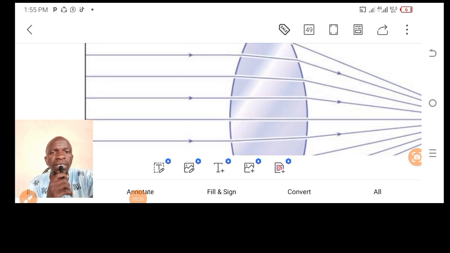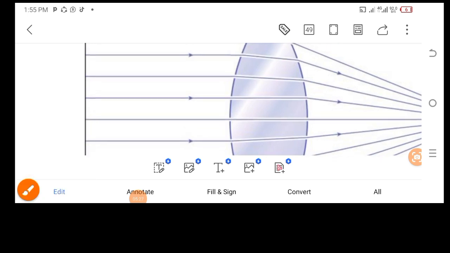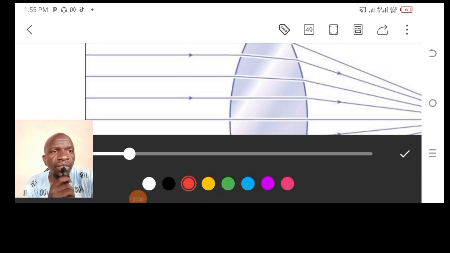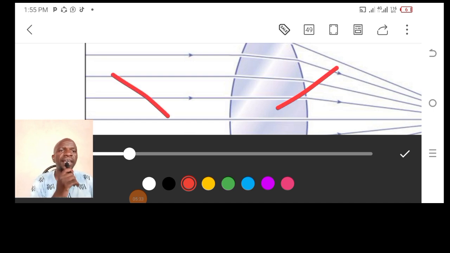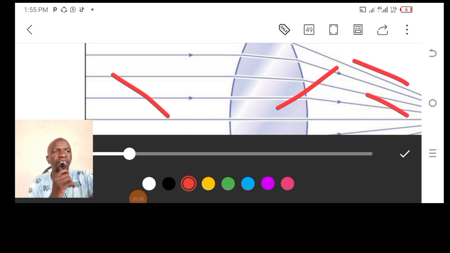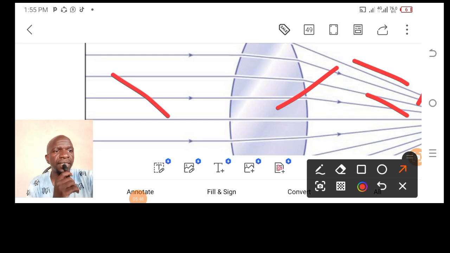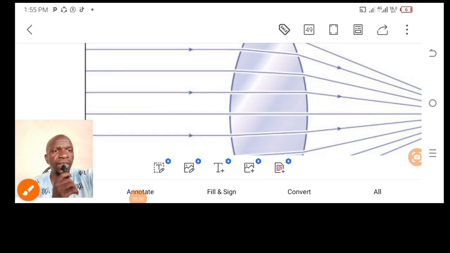Let me show you a good example of the lens. This is a lens. These are the light rays that are moving in a straight line. As they reach the lens, they are going to be refracted, that is bent, and focused here on the retina. That's a good illustration of the lens.